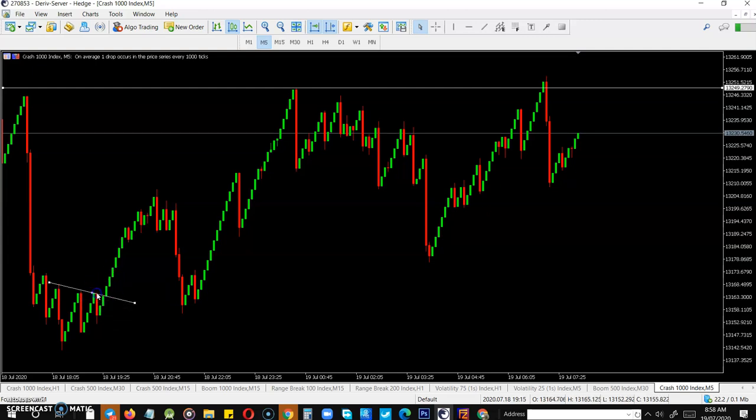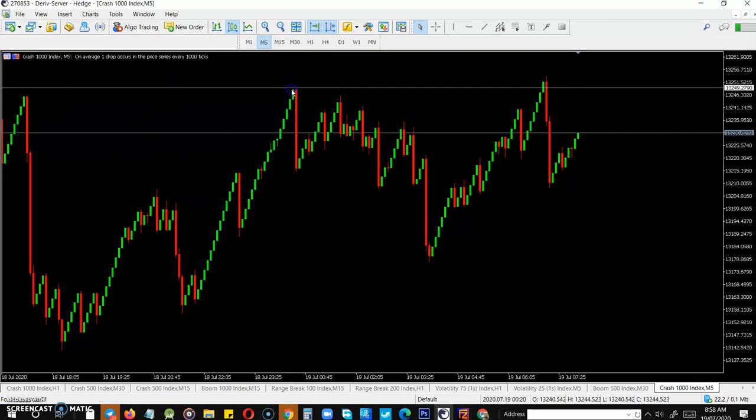So that's how it works. We need to train our eyes on how to identify these key levels in the market. So these are key levels. This is another key level. This is another key level. So that's for resistance. What you see here is resistance.